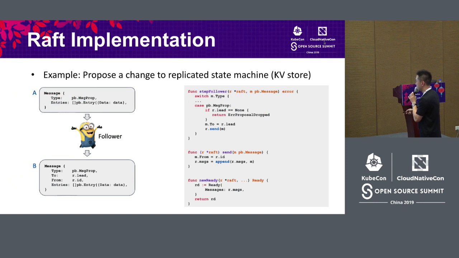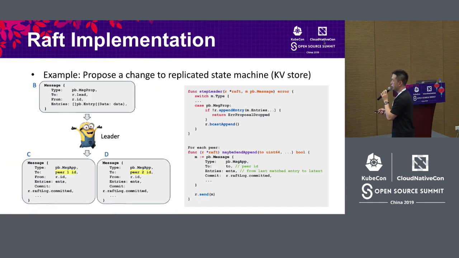Now its output is going to include this message A. See, this message A is appended to this message queue, then it's going to be included in this message. So what's the output of this follower raft state machine? It's going to be a ready structure, but for simplicity, we're just tracking the messages. The ready has other fields, but we're just tracking the messages. So it basically is the same message, right? But marked as from itself and to the leader. We'll call this message B.